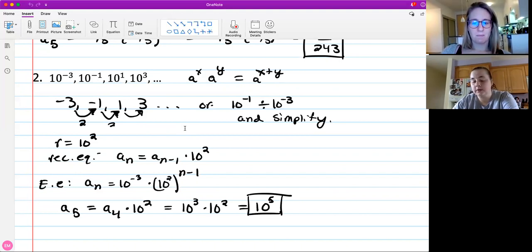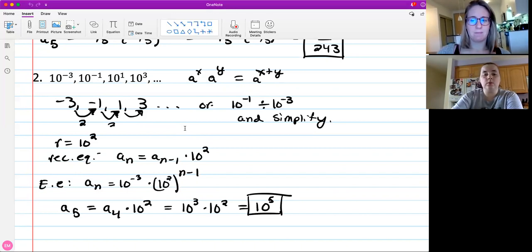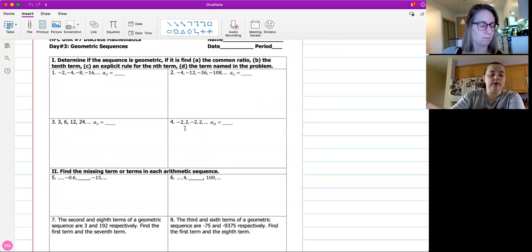That's about all I have. I do have the blank homework below if we want to go over a couple homework problems. Yeah, let's just do one from each section. Cool. Okay.